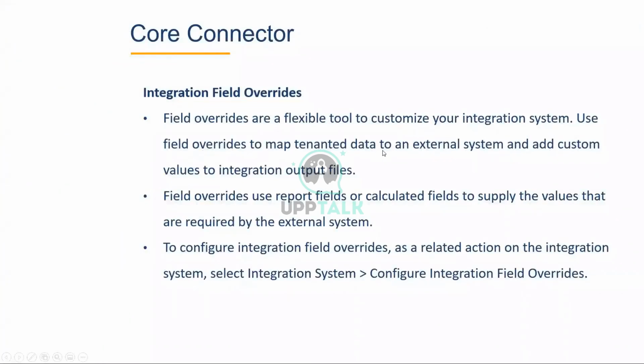The field override maps tenanted data, which is your data in your worker tenant, to an external system, and adds custom values to integration output files. Field override uses report fields or calculated fields to supply the values that are required by the external system. To configure integration field override, as a related action on the integration, select Integration System, Configure Integration Field Overrides.